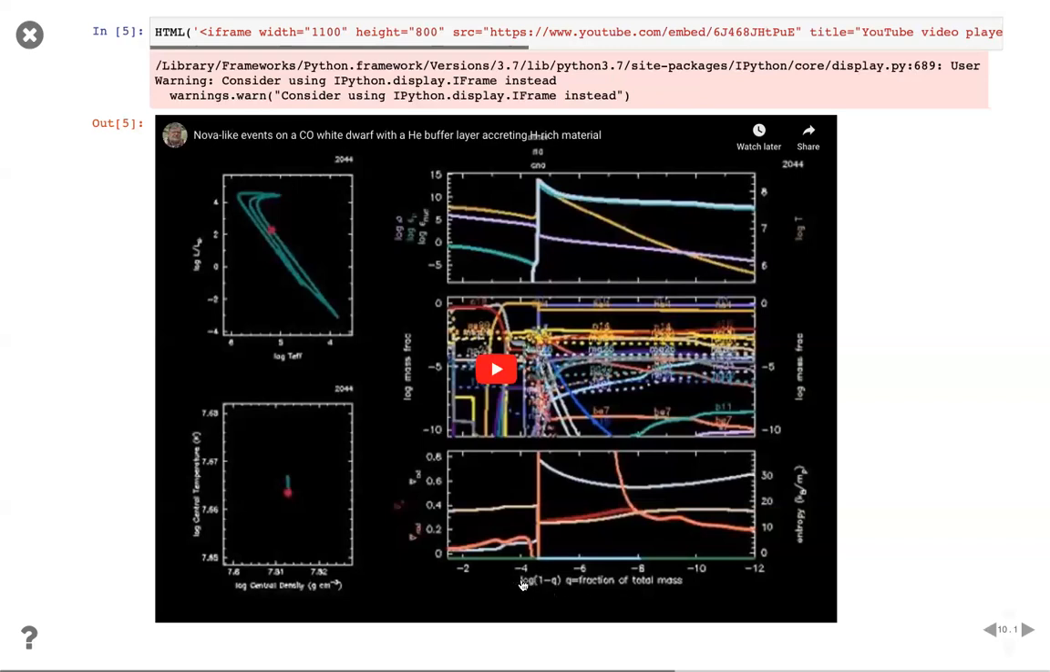We need to use this mass coordinate, decimal logarithm of 1 minus q, because the mass of the accreted nova envelope is very small compared to solar masses. You can see, for instance, accreted masses of 10 to the minus 4, 10 to the minus 5 solar masses, and this corresponds to observational data for novae.